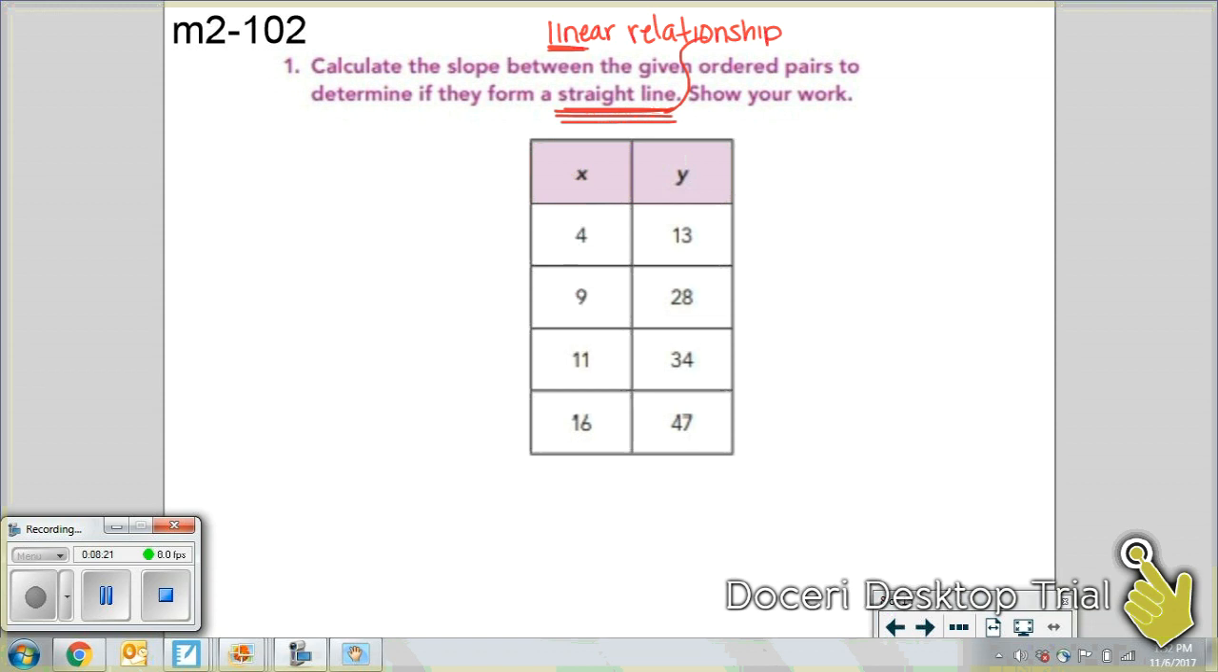You're going to actually need to calculate the slope for every single point. So you're going to find the difference for all of the points. So you're finding the difference from 4 to 9, 11 to 9, 16 to 11. When you're coming over here, and you're going to find the difference between 28 and 13, 34 and 28, and 47 and 34. So I'm going to give you 30 seconds to find those differences. Go ahead and start.